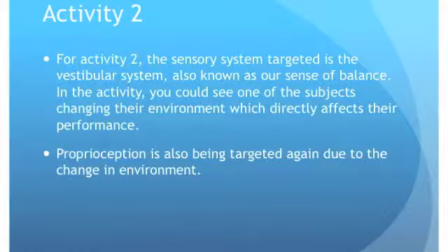For Activity 2, the sensory system targeted is the vestibular system, also known as our sense of balance. In the activity, you could see one of the subjects changing their environment, which directly affects their performance. Proprioception is also being a target again due to change in environment.